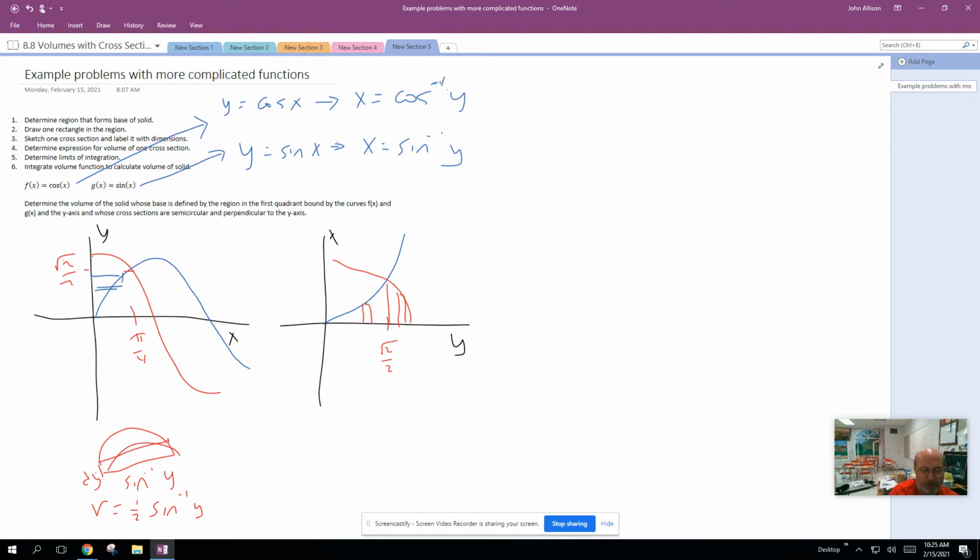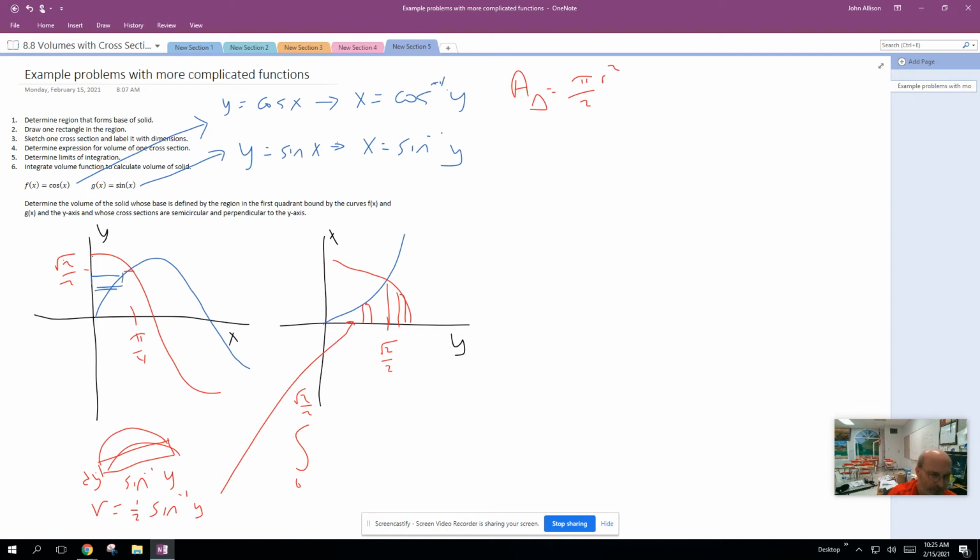So this part's only going to apply for this part of the region. So this part, we're going to get the volume of the solid by integrating from 0 to the square root of 2 over 2. And now remember, the area of a semicircle is equal to pi r squared over 2, or pi over 2 times r squared.